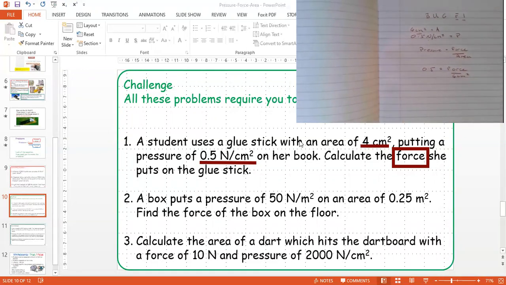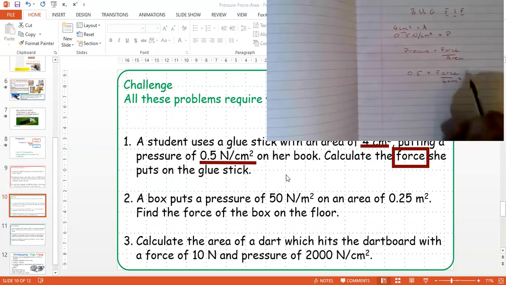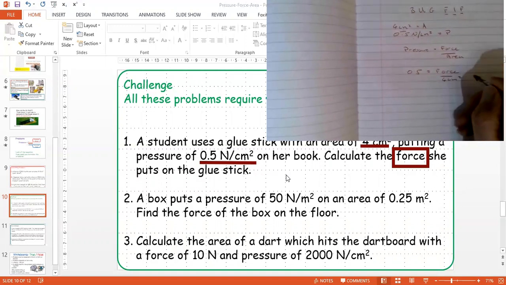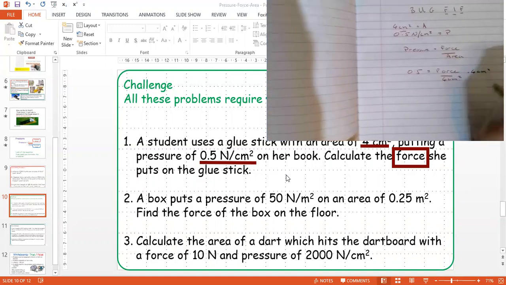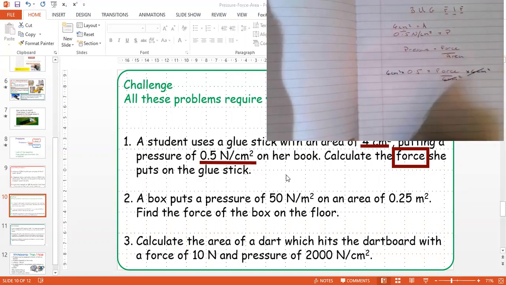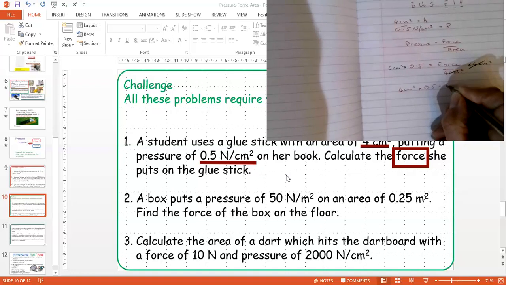So to do this, I'm going to fine-tune my formula. I need to rearrange it. If I were to move this to this side, to leave force on this side and make force the subject, I'm going to do the same to both sides. So I'm going to do the opposite of what's happening to both sides. If I take 4 centimeters squared and times this side by 4 centimeters squared, and times this side by 4 centimeters squared here, that will cancel with that, and it will leave 4 centimeters squared times 0.5 is equal to force.